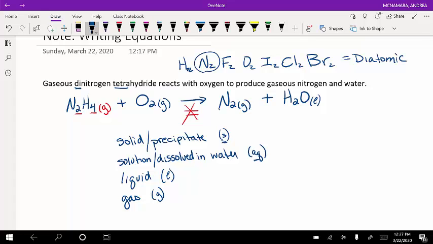Okay. So please finish out this worksheet. There's 15 problems on the assignment that you have to do. Finish them out, practice writing your formulas, get to remembering your diatomic molecules, and we'll be moving on to now balancing these equations.